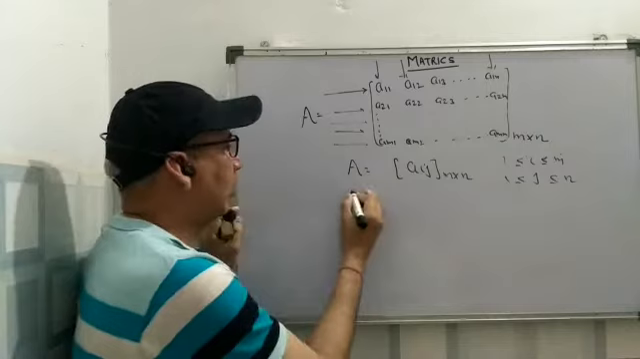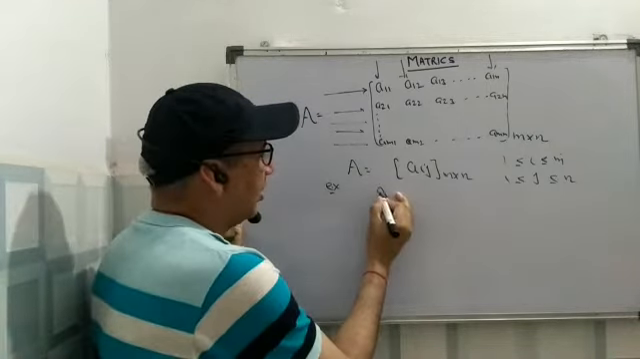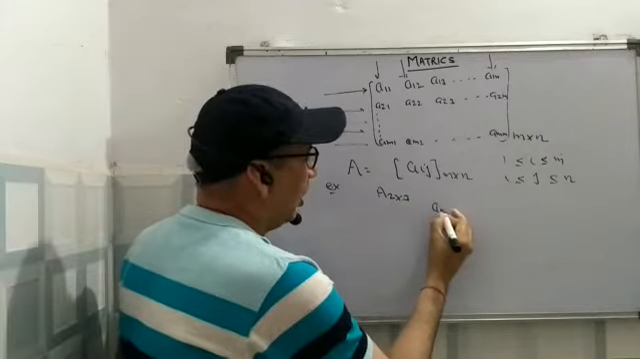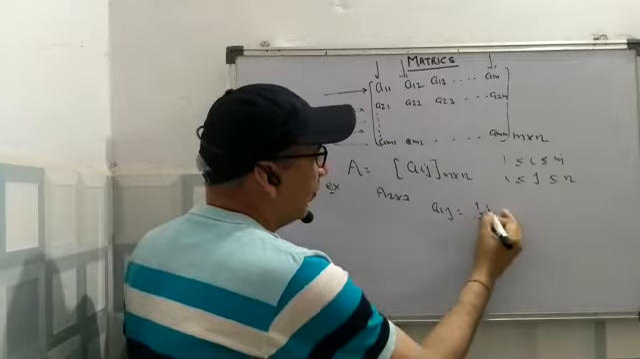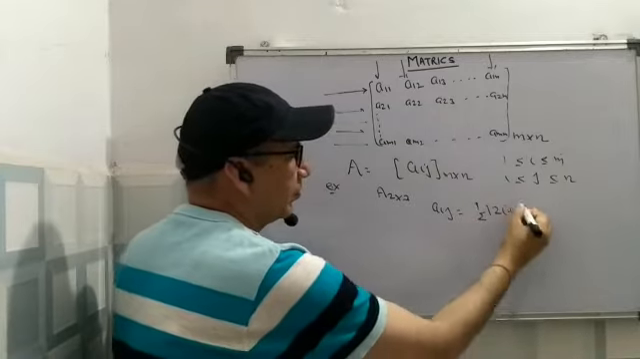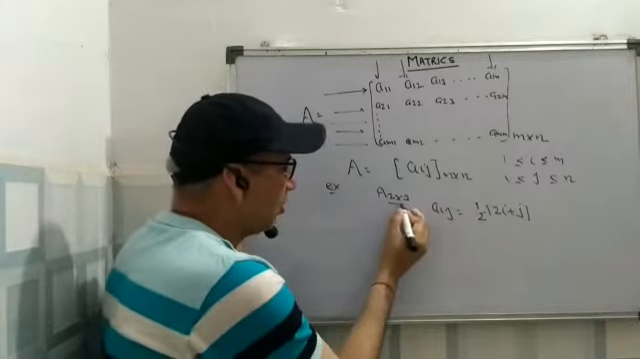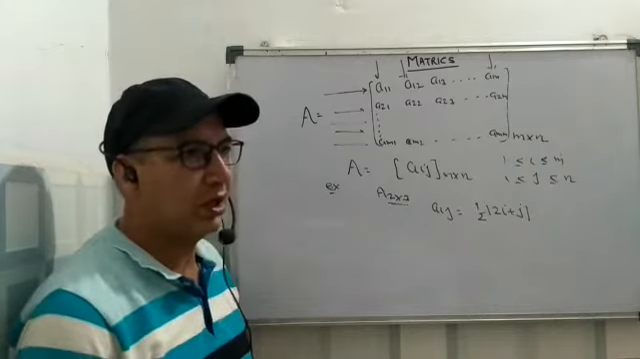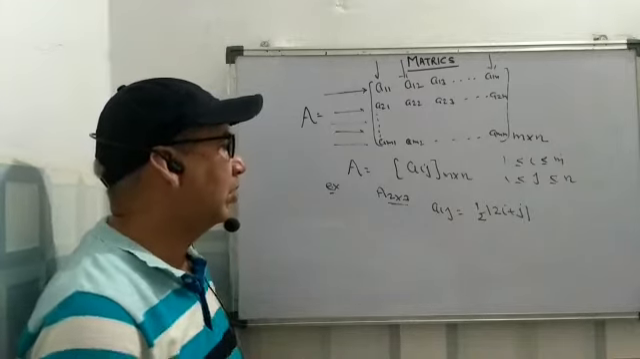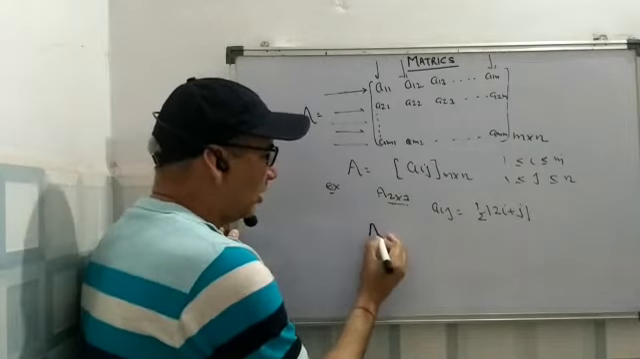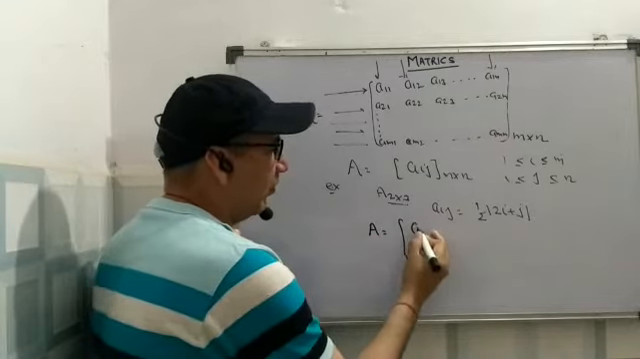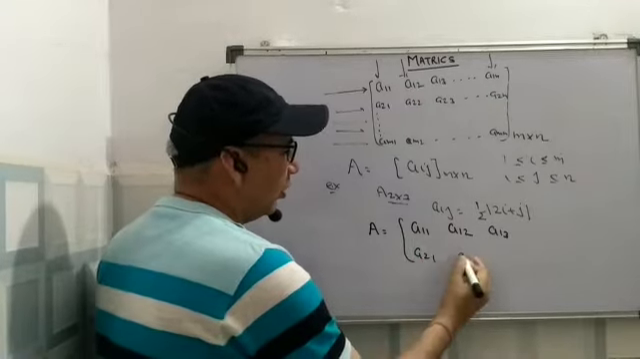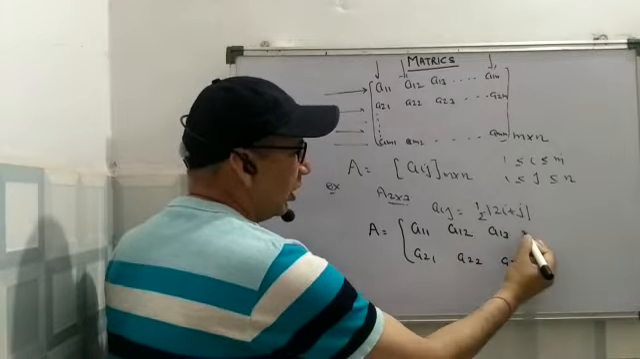Now we are seeing one example of how we construct a matrix. Construct a matrix of order 2 into 3 where aij = (2i + j)/2. So you can see that in this matrix there are 2 rows and 3 columns. So the matrix will be A11, A12, A13, A21, A22, A23.